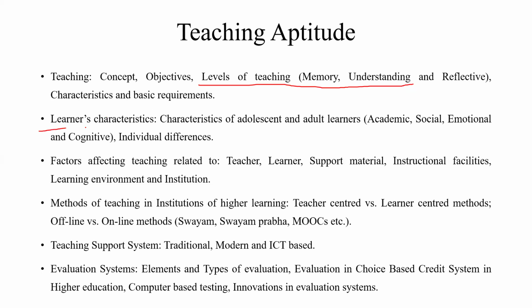And learner characteristics are very important. They will give you some learner characteristics, and maybe they can ask which one is not, or which one is a learner characteristic. That depends on the question. And factors affecting teaching, for teachers as well as learners. Both things we have to learn. Okay, and methods of teaching. What are the methods of teaching we are following? Offline teaching methods, online teaching methods, and everything we have to know.